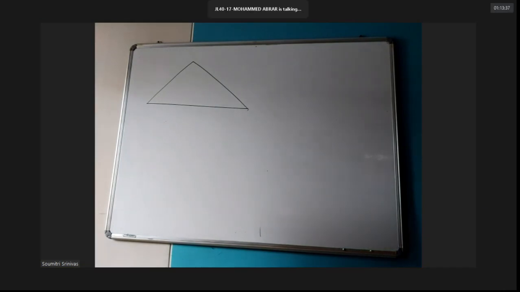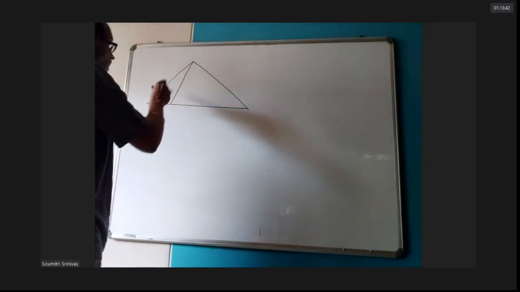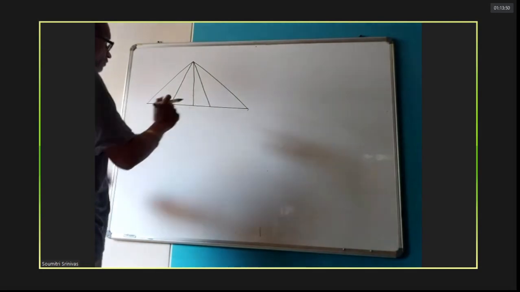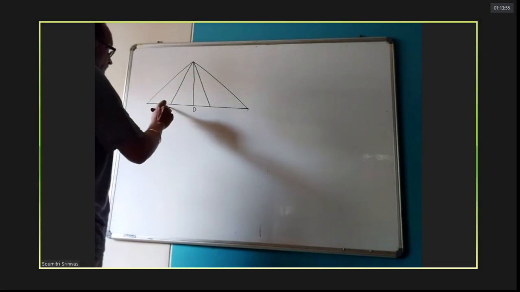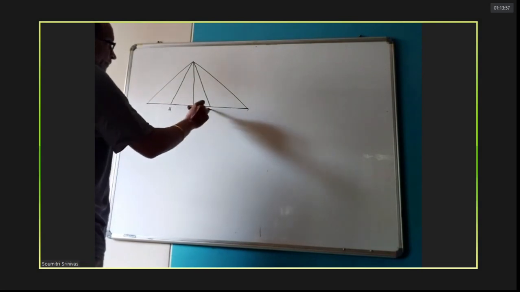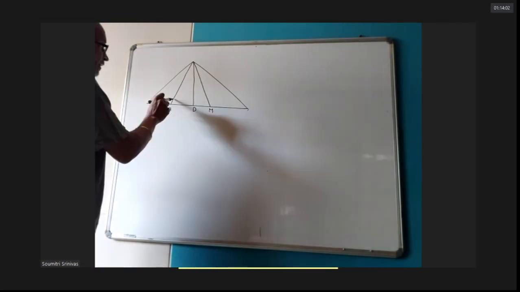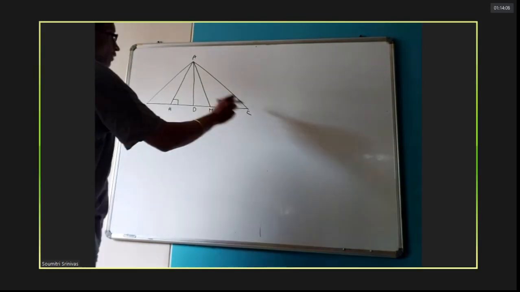D lying between H and M. M is the median, H is the altitude. Four equal parts.